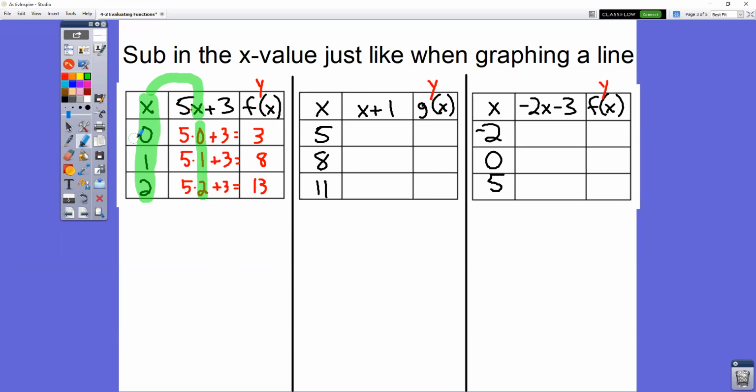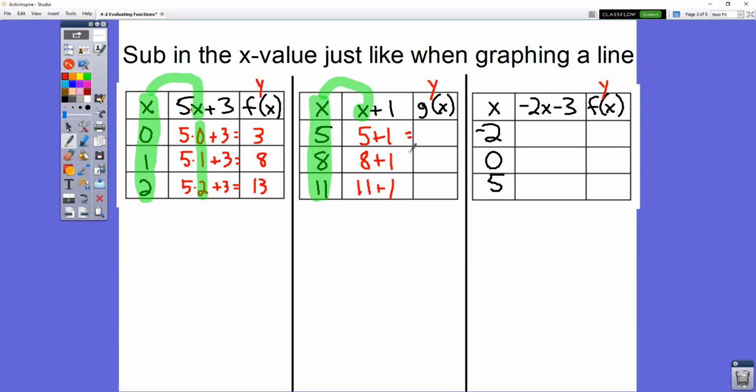Now you have to be careful. You're not always going to have 0, 1, and 2. Sometimes we might have just random numbers like this one has 5, 8, and 11. Again, what you're going to do is sub them in for x. So instead of x plus 1, I have 5 plus 1. Instead of x plus 1, I have 8 plus 1. Instead of x plus 1, I have 11 plus 1.